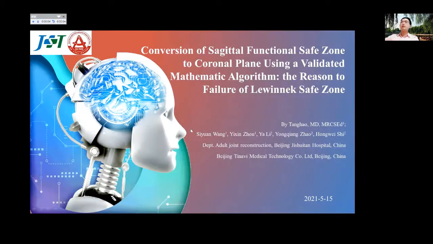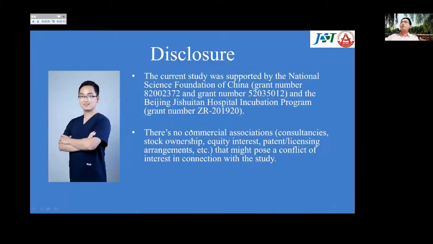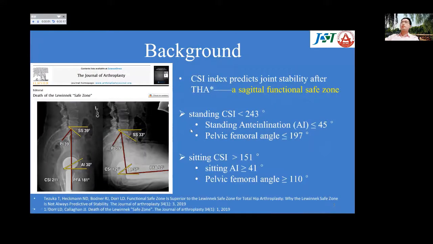My talk today is the conversion of the sagittal functional safe zone into the coronal plane using a validated algorithm, and the recent failure of the Lewinnek safe zone. For the background, the traditional Lewinnek safe zone has been reported to be effective for predicting dislocation after THA. Professor Labrador proposed a new method, the combined sagittal index, which can predict the joint stability after THA.